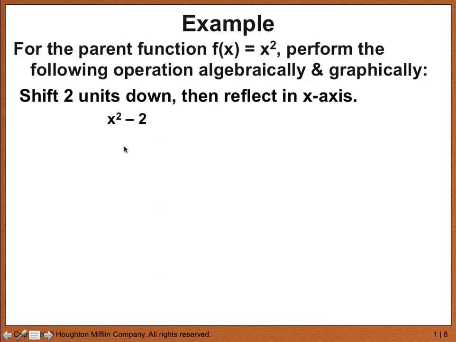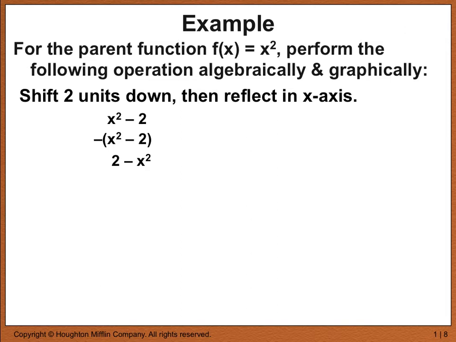Okay, now, next step. It says then reflect in the x-axis. So the next step is I take that x squared minus 2, and I do an x-axis reflection on it, and that would be taking a negative of the whole thing, negative quantity x squared minus 2, and that simplifies to 2 minus x squared. Right? So 2 minus x squared is the child function, which is equivalent to the parent x squared being shifted 2 units down, then reflected in the x-axis.